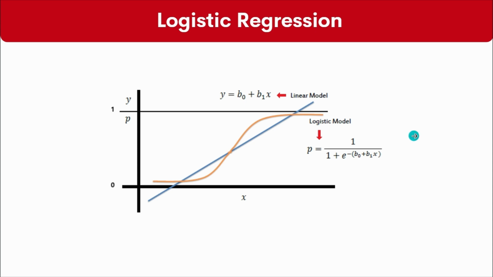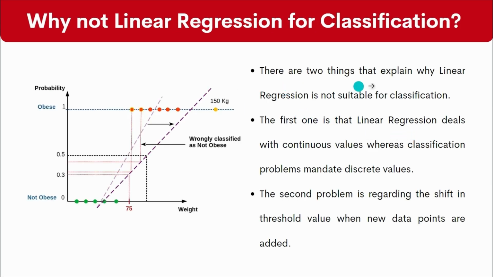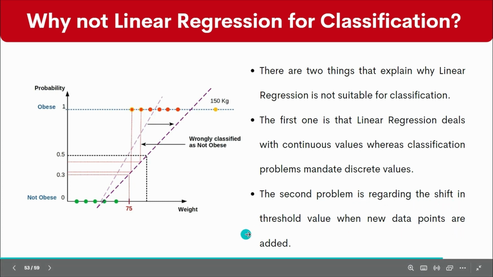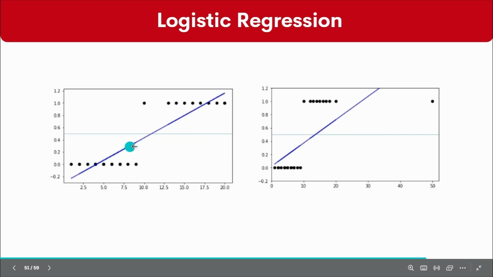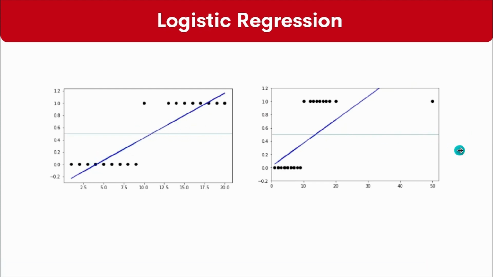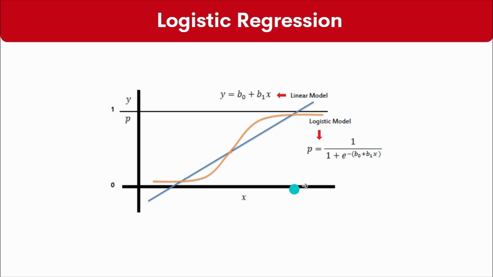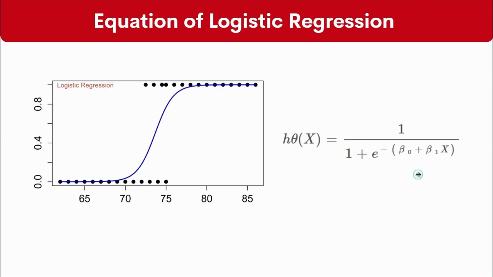Now it makes sense why. There are two things that explain why linear regression is not suitable for classification. The first one is that linear regression deals with continuous values, whereas classification problems have discrete or categorical values. The second problem is the shift in threshold value when new data points are added. When you have a new data point, you cannot move the line here or there. That's the problem. But when you go with logistic regression, it works well in classification. It uses the same straight line formula, which is applied to this new formula to get your sigmoid curve.